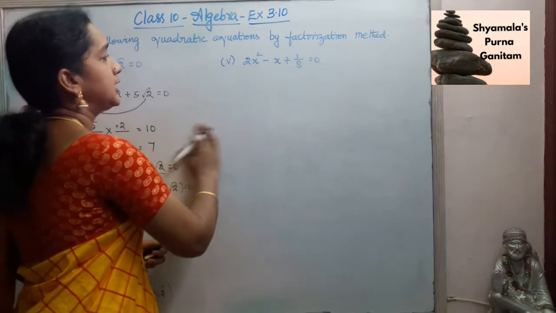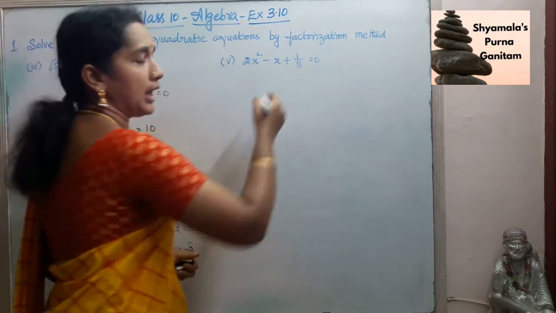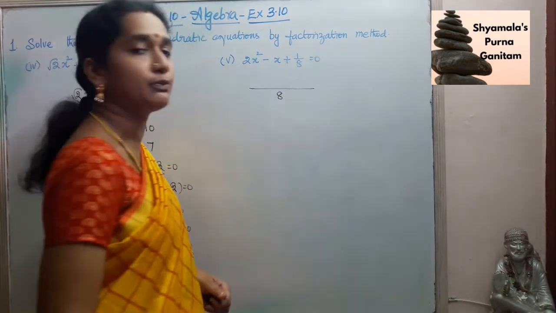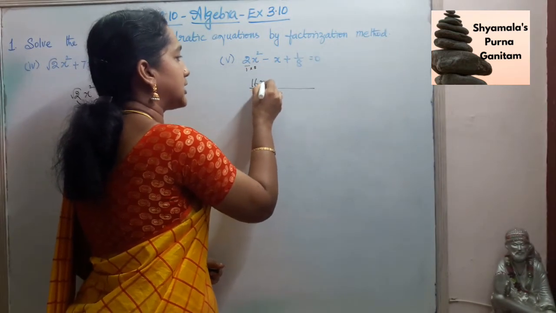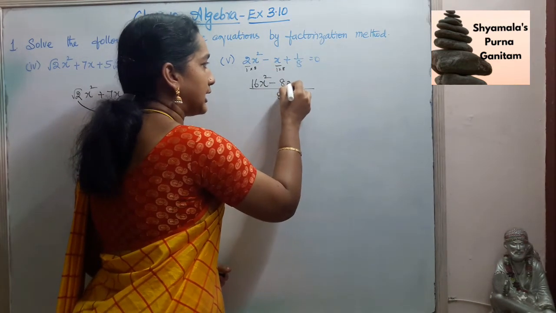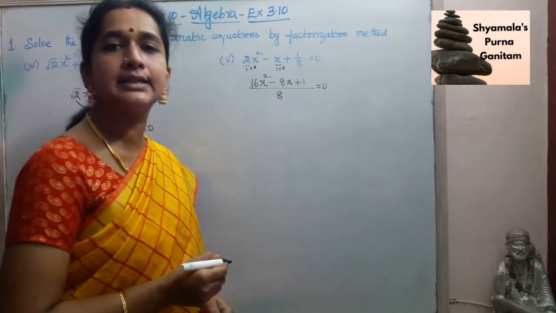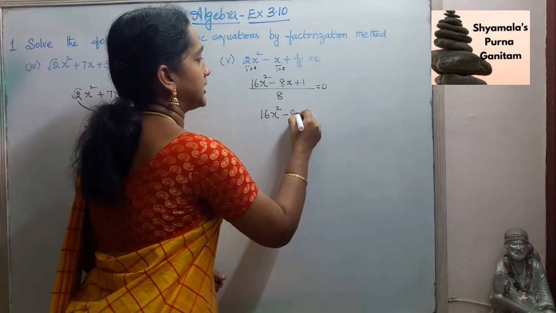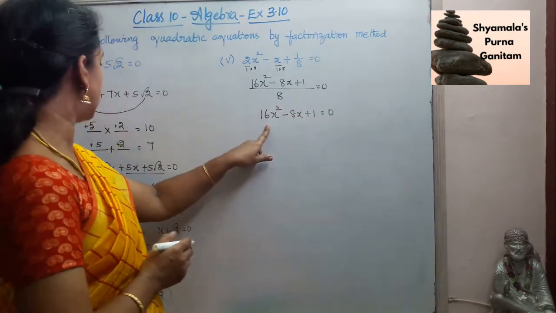Then the next one is 2x squared minus x plus 1 by 8 is equal to 0. In this we are having a fraction, 1 by 8, so we will take the LCM for this fraction. The LCM is 8. So 8 into 2 is 16x squared, minus 8 into x is 8x, plus 1 is equal to 0. When we cross multiply the 8 and 0, it becomes 0 on the other side. So we will get 16x squared minus 8x plus 1 is equal to 0. So we got a quadratic equation here.